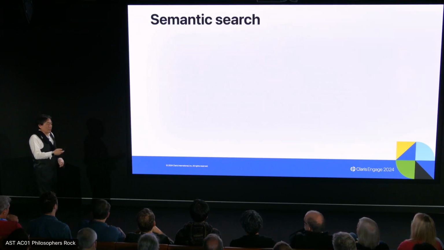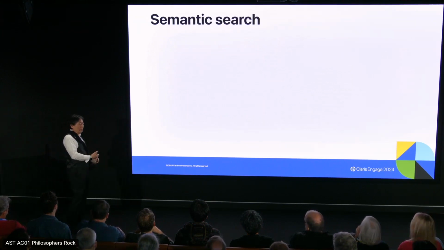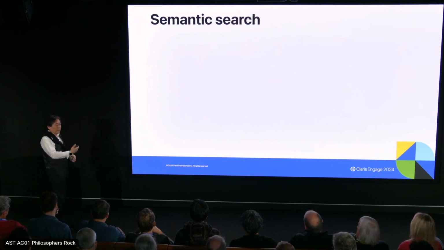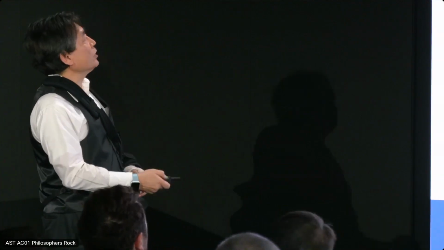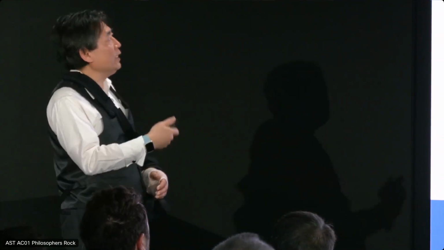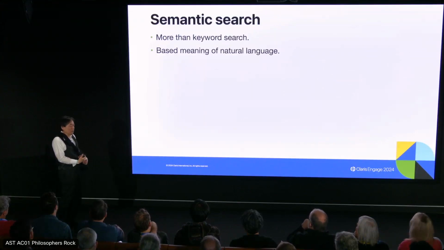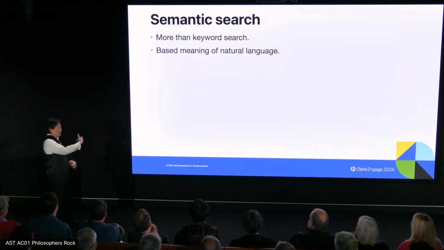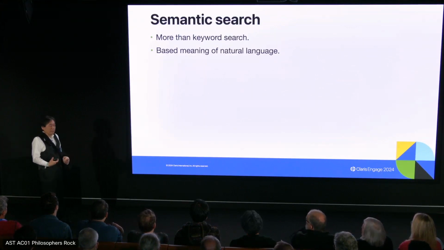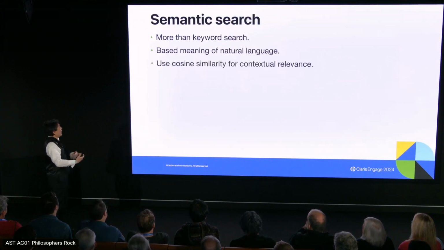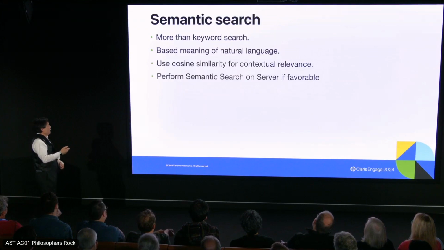Okay, so the next topic is semantic search. Since right now you have embedding vectors and this cosine similarity, we can use that to do semantic search. Semantic search is more than keyword search. It's based on the meaning of natural language. And remember, the cosine similarity compares two vectors, and these vectors are from an LLM, so that can tell the meaning difference between two texts. So we use the cosine similarity for the contextual reference.